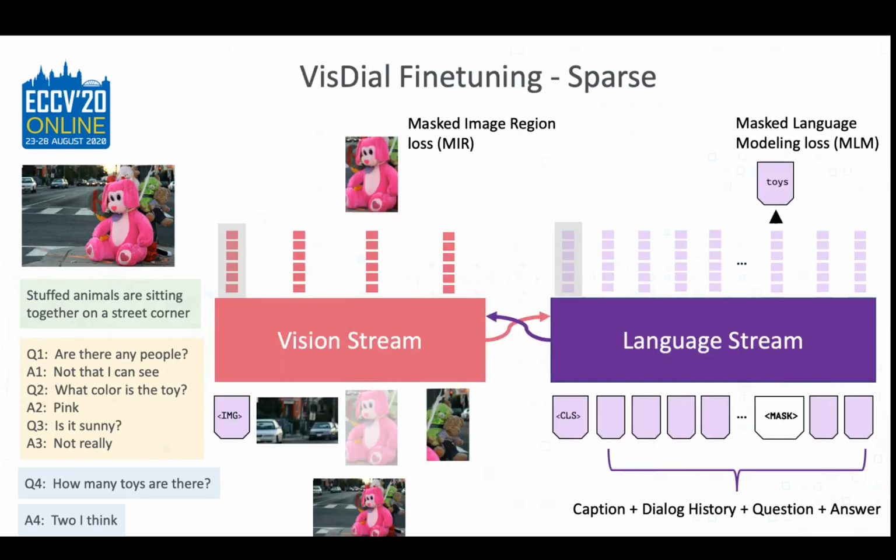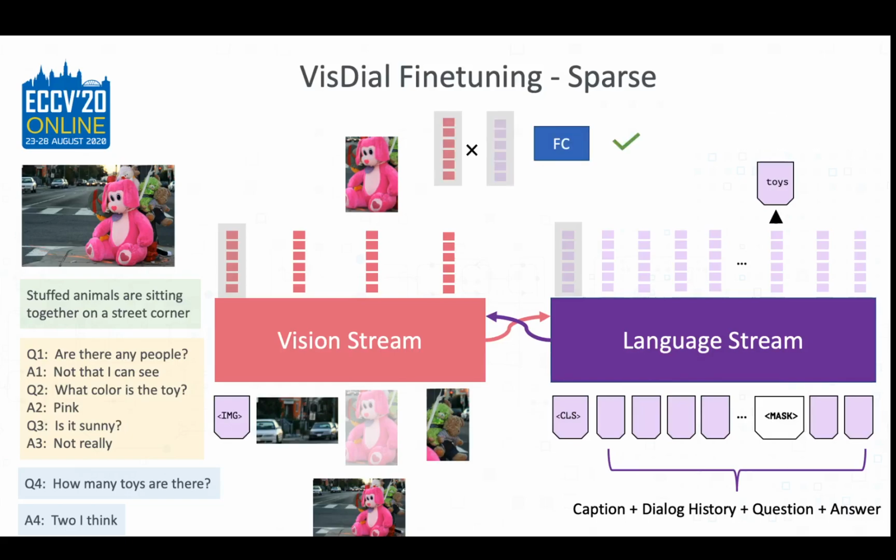We then train the model with the masked image region loss and the masked language modeling loss, and train to predict whether the answer candidate is the right answer given the dialogue history and the image. To generate negative samples, we randomly sample other candidate answers.